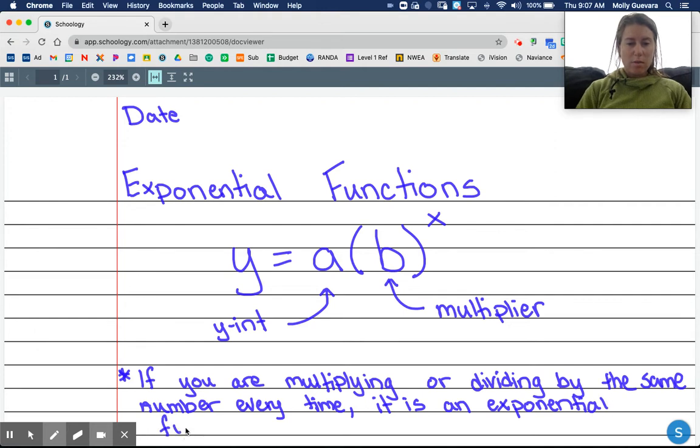So you need to make sure that x is up here, and I'll finish that. Oops, that was bad. There we go. That x is up here in the exponent. Okay, so we're going to look at a couple examples of whether or not something is an exponential function or not.